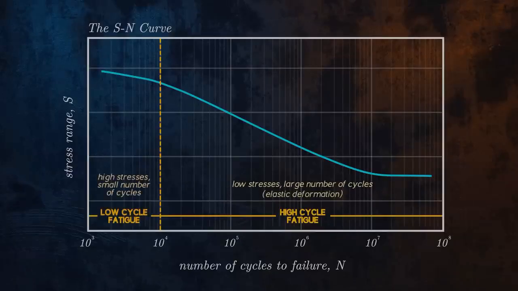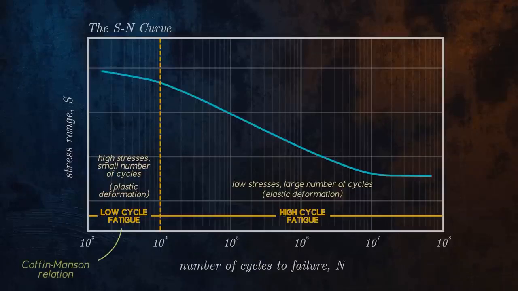Low cycle fatigue involves higher applied cyclical stresses, and failure occurs after fewer cycles. Because the stresses involved are above the material's yield stress, both elastic and plastic deformation occur. In these cases, a strain-based approach, using for example the Coffin-Manson relation, is usually preferred to the SN curve approach.